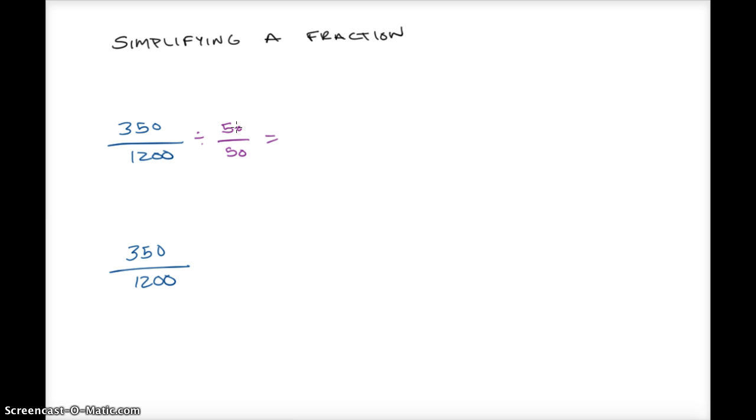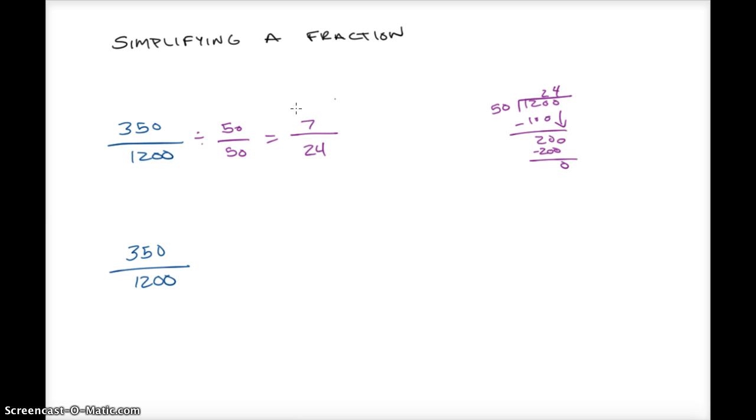350 divided by 50, I know 50 goes into 300 6 times, so it has to go into 350 7 times. And then I do 1200 divided by 50. I can do that off to the side here if I'm not sure. 50 goes into 120 twice. Subtract 100, left with 20. Bring down a 0. 50 goes into 200 4 times. No remainder.